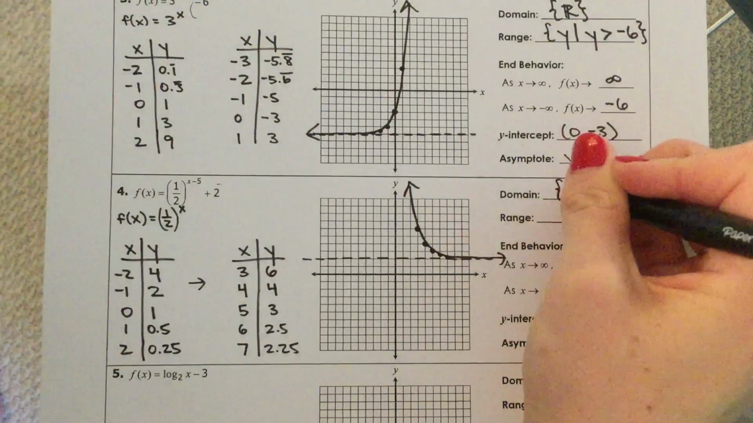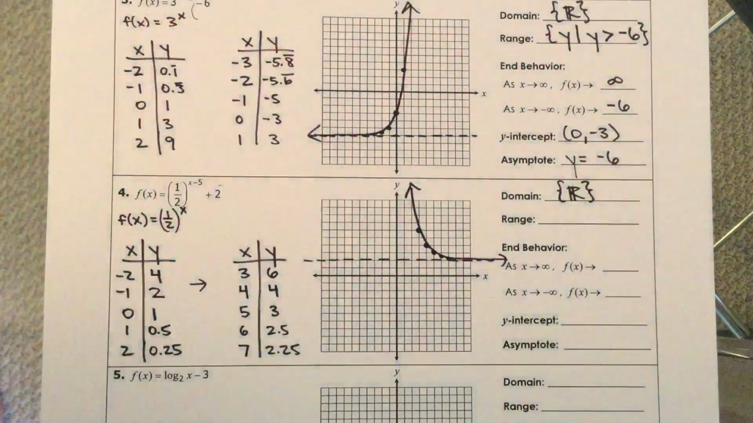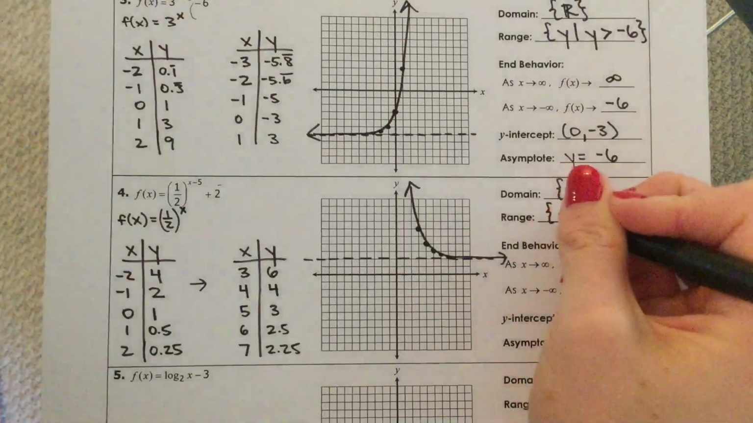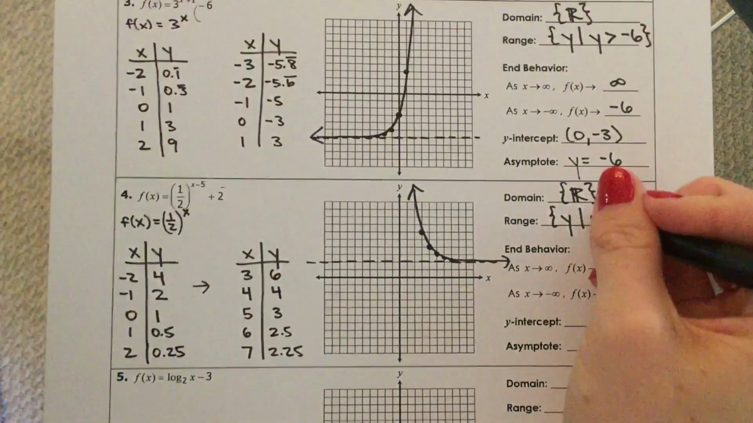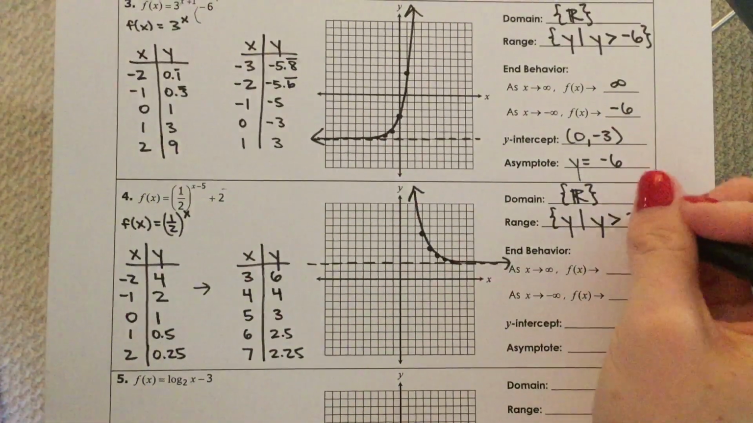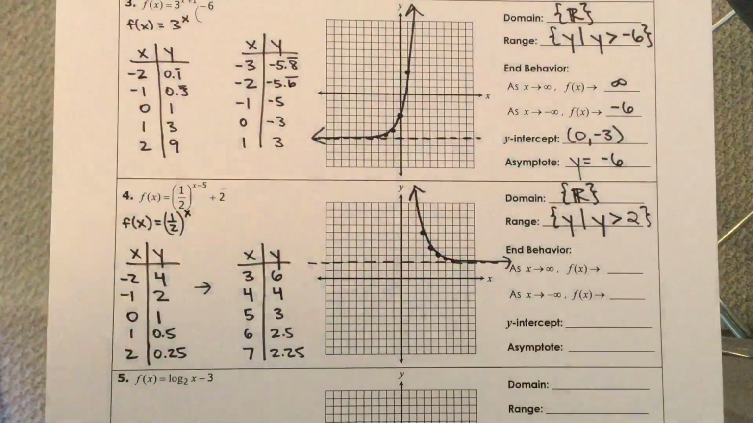Domain for every exponential function is always all reals. Range is based on the value of the dotted line. So the only y values that are going to get hit are those y values that are above the dotted line, which has a value of 2.